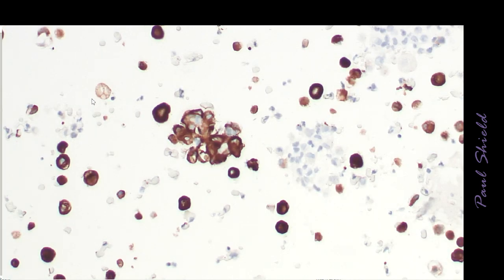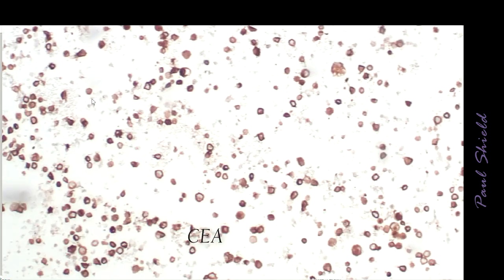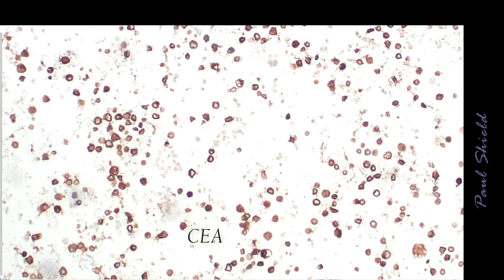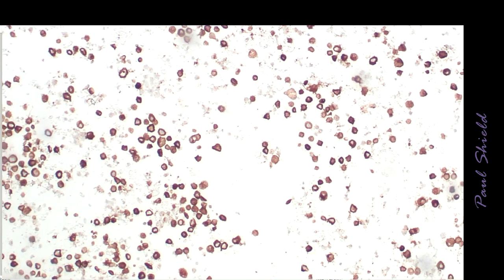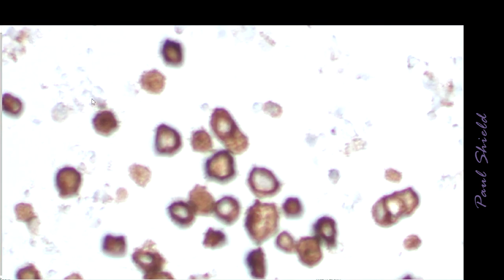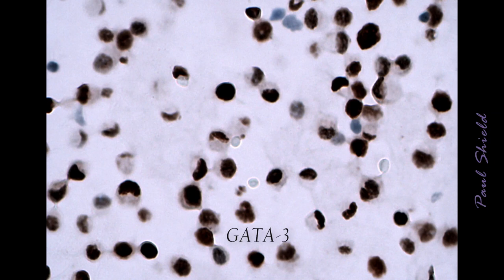This is the CEA, and it's again showing cytoplasmic staining, quite strong staining. Nuclei negative. Quite intense. Finally, this is the GATA3, so this is a nuclear stain, and you can see all of those cells are showing positive nuclei, quite intense staining.